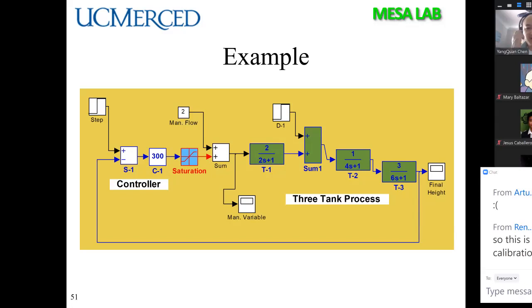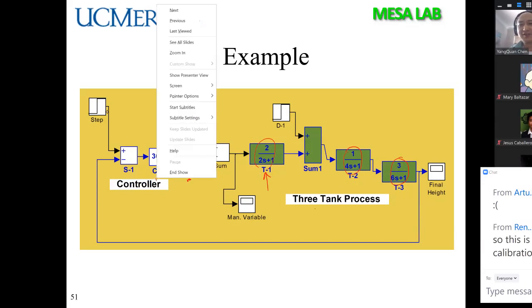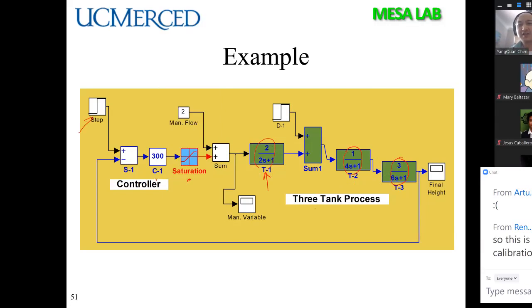So let's go back to the 3-tank process. You have tank 1, a first order system. You have tank 2, also a first order system with a different time constant. And you have tank 3. So you have 3 tanks, and you have saturation here, okay? This is a proportional controller. You have a step reference, then you do a feedback, okay?